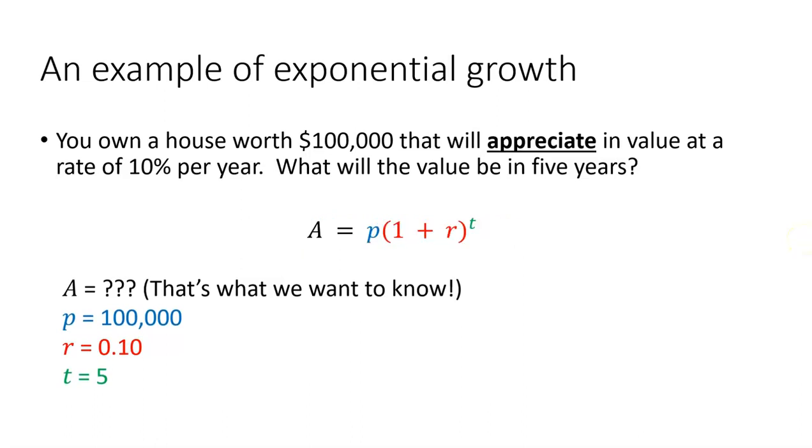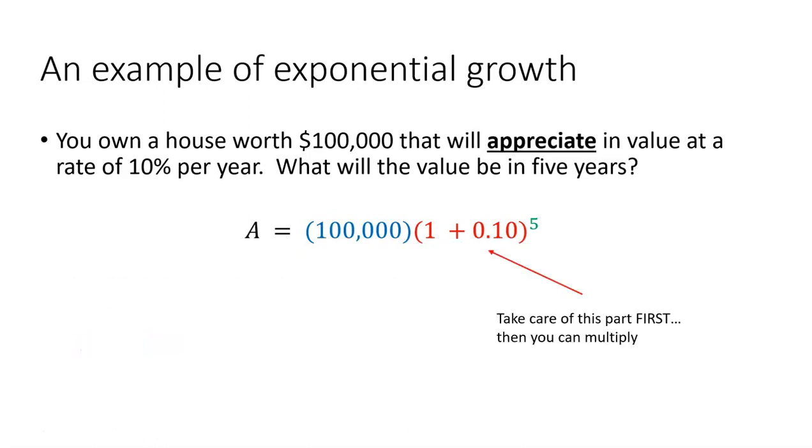I'll go back so you can see, and then they go in. We want to take care of the things in parentheses here to get the rate first, then we can use the exponent. Do that before we multiply. Don't multiply by 100,000 now. Follow the order of operations.